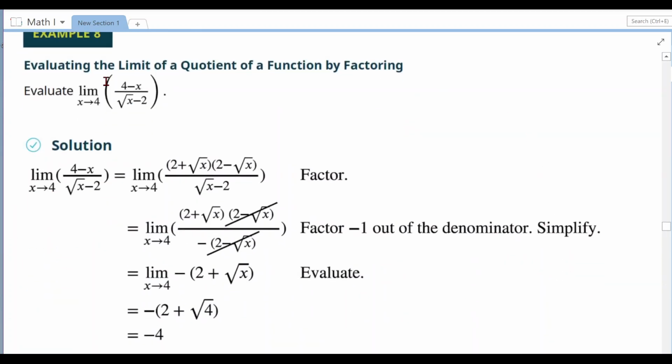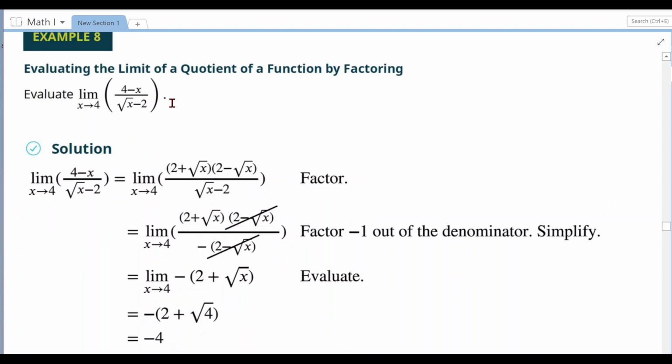We can also evaluate the limit of a quotient of a function by factorization. For example, finding the limit of 4 minus x over square root of x minus 2 by factoring the numerator 4 minus x to become 2 plus square root of x and multiply by 2 minus, this time this is plus and minus, minus square root of x. So those are the two factors for 4 minus x.